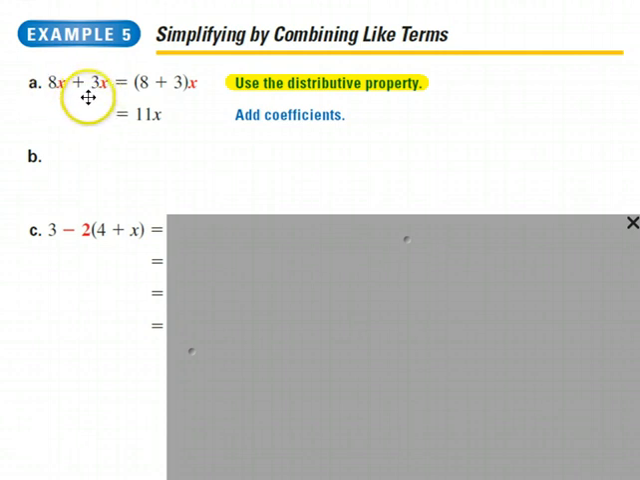This is one way of seeing how you combine like terms. I see it a different way personally. I look at it this way. I say I have 8 of these things called x and another 3 of these things called x. If I put them together, I've got 11 of these things called x, and that's how I see it.